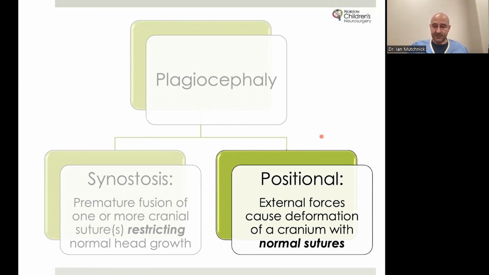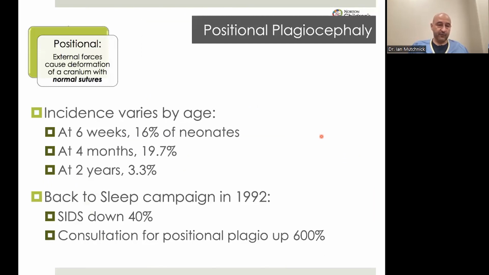So let's talk about the positional plagiocephalies, where an external force has caused deformation of a normal suture. The incidence varies by age. At about 6 weeks, about 16% of neonates have this. At about 4 months, about 20% have it. And then at 2 years, it's dropped down to 3.3%. At 6 weeks and 4 months, these kids have a hard time moving their head initially. So when we lay them on their backs, as we started doing in 1992, the SIDS rate went down 40%, but the consults for plagiocephaly went up 600%.